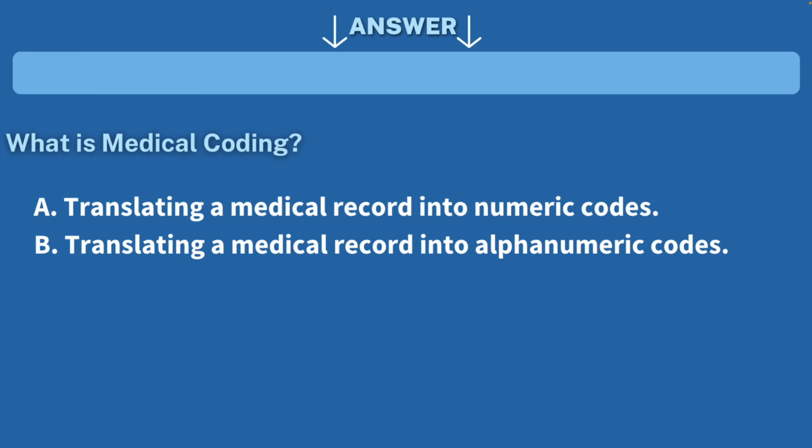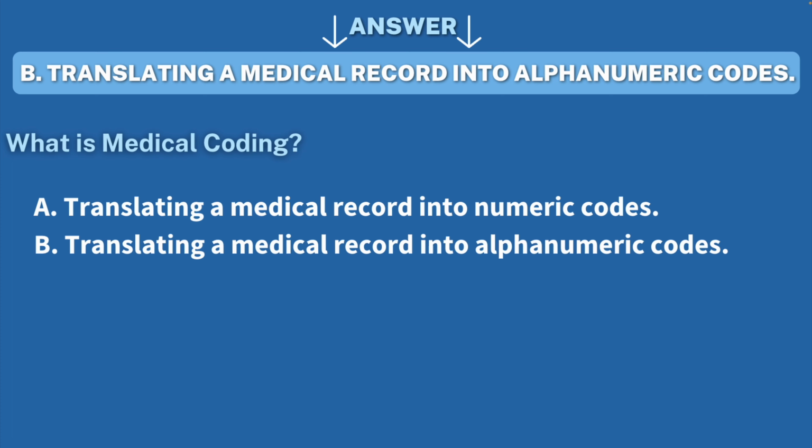What is medical coding? This is really easy. You should not get this wrong. Which one are you choosing? A, translating a medical record into numeric codes. B, translating a medical record into alphanumeric codes. And if you answered B, you are correct.